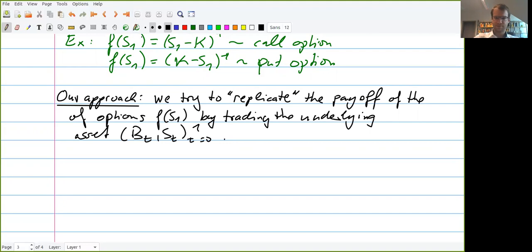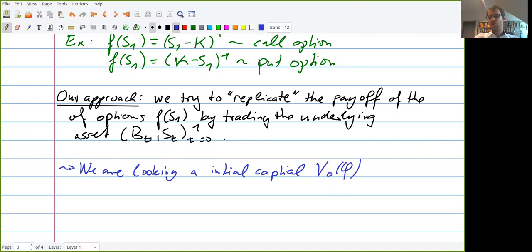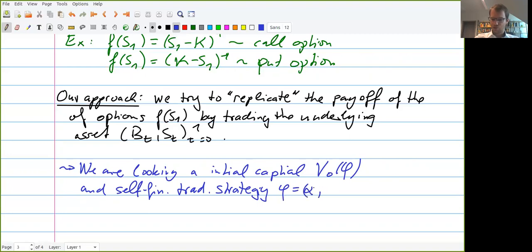So what does it mean? We are looking for initial capital, the money we need at the beginning, at time 0, which is usually denoted by V0 of phi, and a self-financing trading strategy, which in this context, as we discussed, is just a pair of two constants, here beta and alpha, which are assumed to be in R.